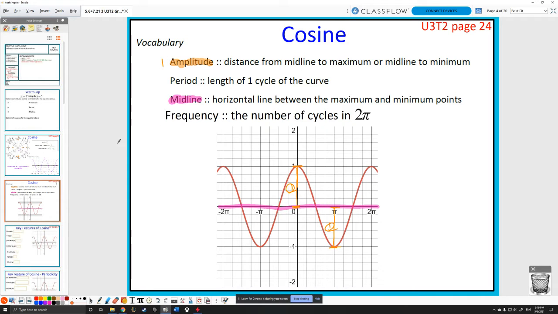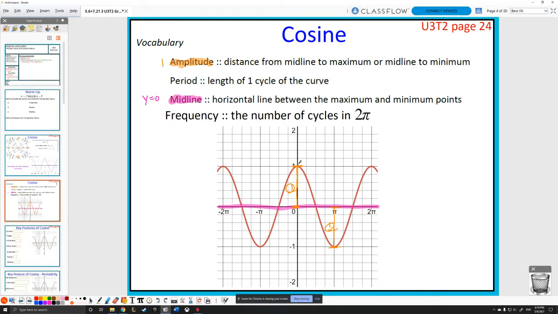So amplitude is still 1. I should probably label my midline. My midline is y is equal to 0. And finally, my period. Well, if you take a look at my period here, again, period is how long is one wave essentially, or how long is one complete wave or one complete cycle.